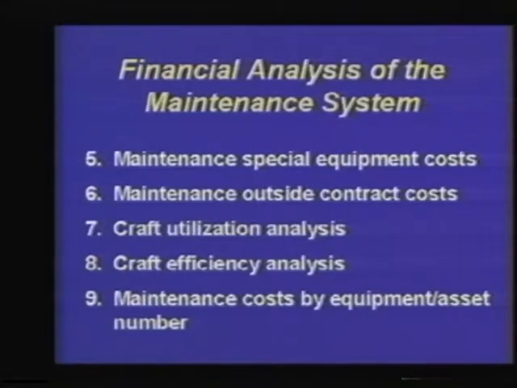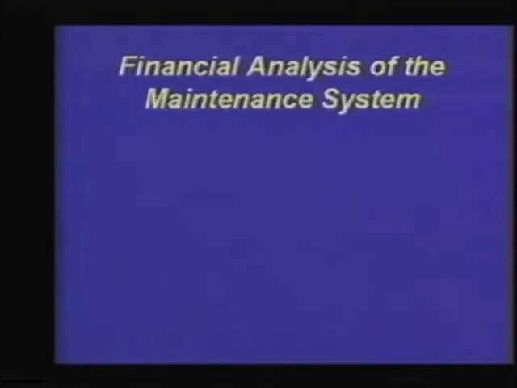Item 9 would be the maintenance costs by equipment or asset, and those costs generally would apply to the equipment or asset as a byproduct of the maintenance work order itself, or it could also include, as an example, contractor expenses and or machine operator costs. Again, it is user defined.